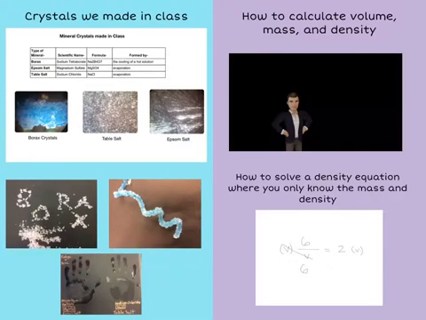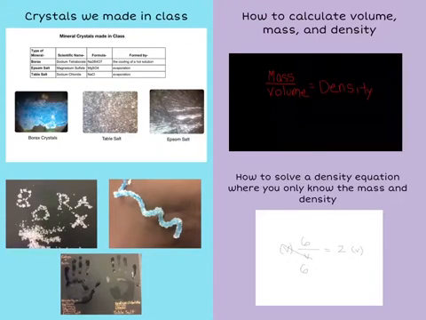Let's plug in our mass and volume. We know the mass is 9.99 grams. And we know our volume is 3.33 milliliters. Now we simply divide 9.99 by 3.33. And the answer is 3 grams per milliliter.